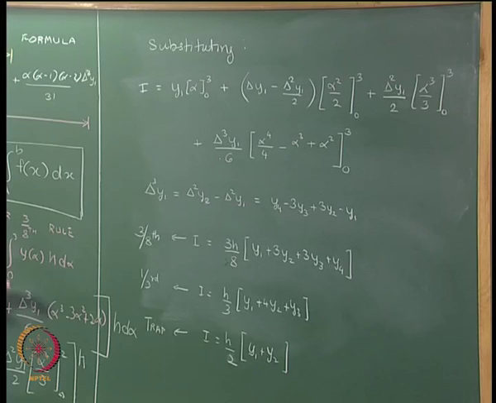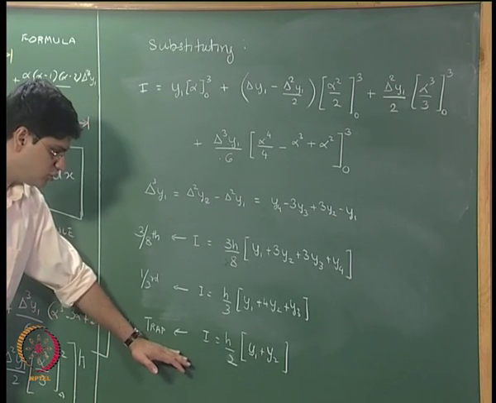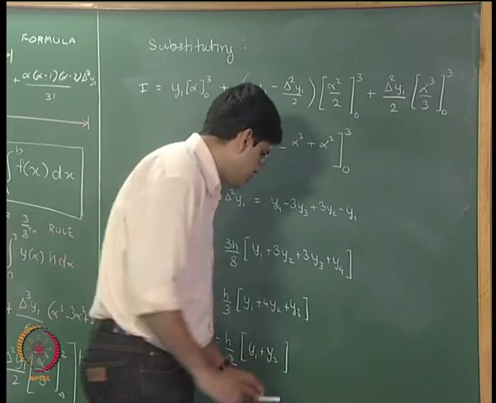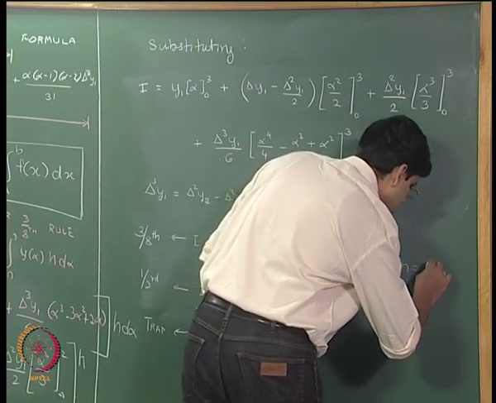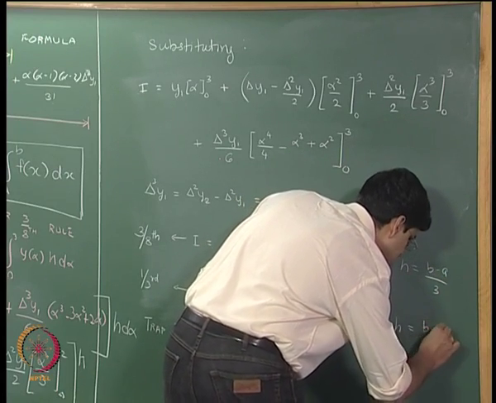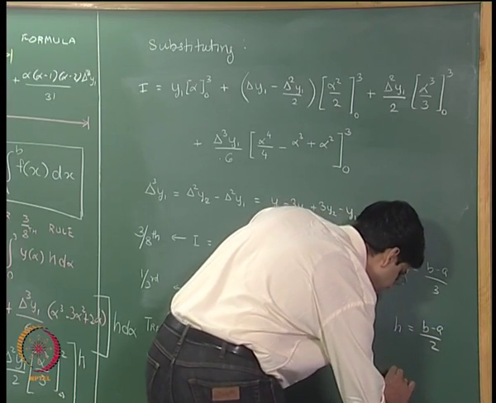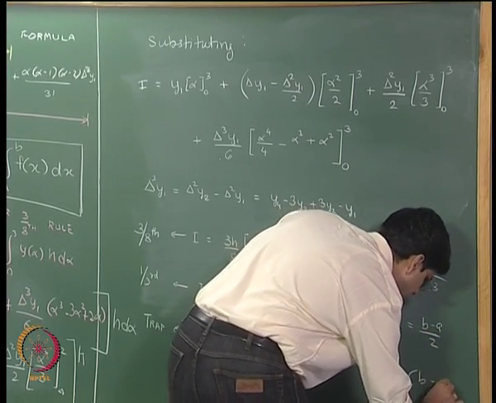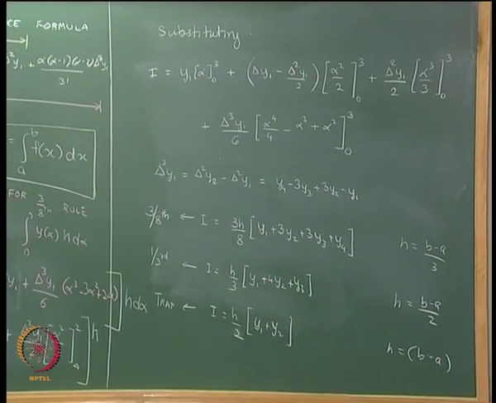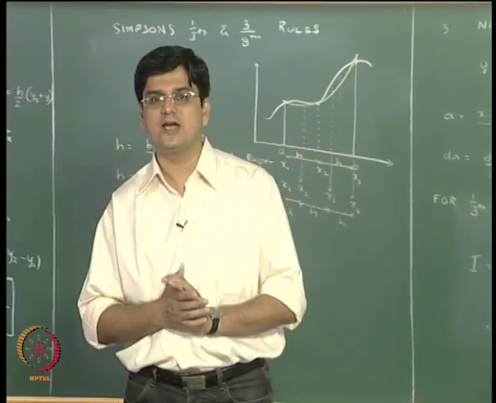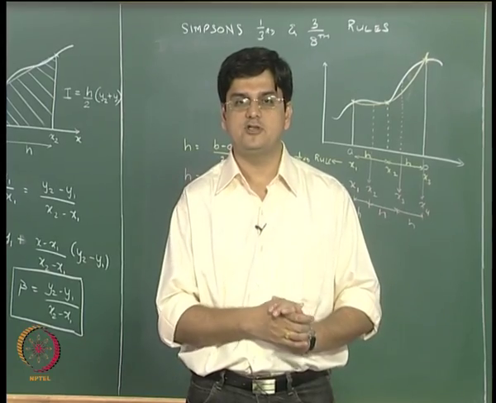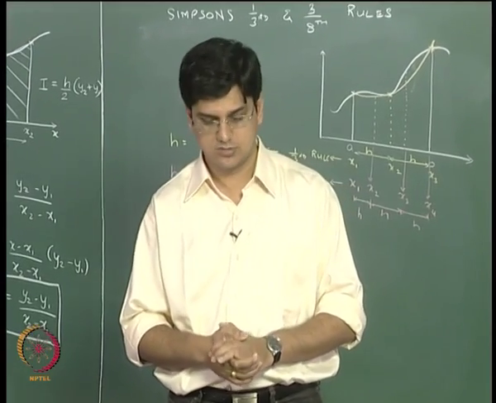And finally we have shown how to use the trapezoidal rule, 1/3 rule, and the 3/8 rule. In the 3/8 rule, h is equal to b minus a by 3. In the 1/3 rule, h is b minus a by 2, and in the trapezoidal rule, h is equal to b minus a. Okay. So now we will quickly go to Microsoft Excel and use the trapezoidal rule, 1/3 rule, and the 3/8 rule.